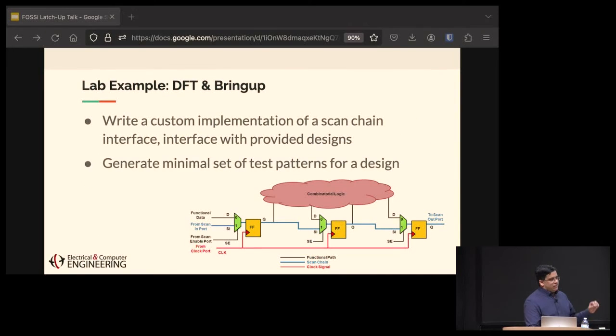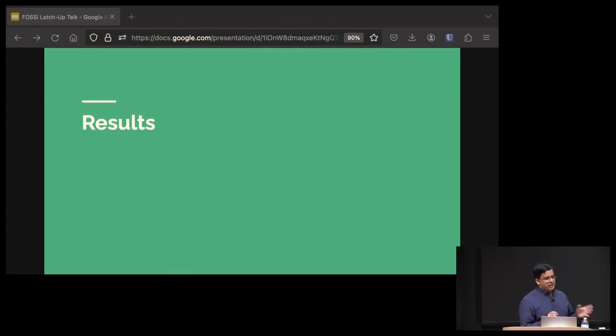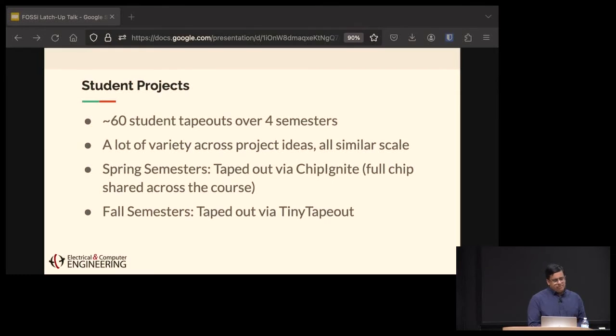Design for test, we have them play with the scan chain and generate some test patterns, another interesting one. And then we've had a few other labs, but those were some of the most interesting ones, and especially the idea of having them build out their own small versions of existing tools is a great way to build intuition. So over the past 4 semesters, we've had 60 student tapeouts.